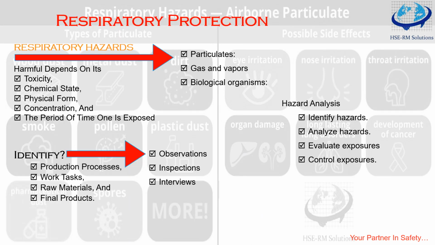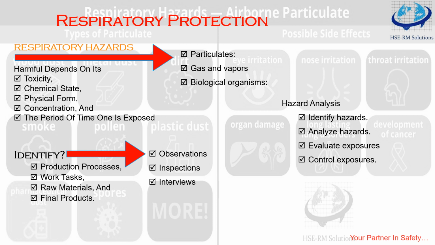So respiratory hazard. First, respiratory hazards include harmful substances and below-normal concentration of oxygen in the air we breathe. What makes a substance harmful depends on its toxicity, chemical state, physical form, concentration, and period of time one is exposed. And what are examples of it then?